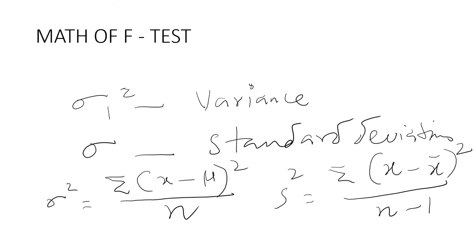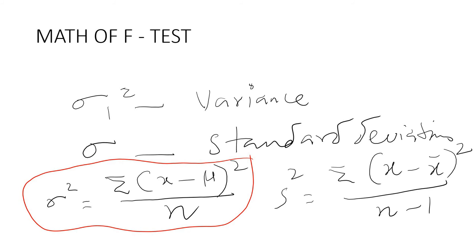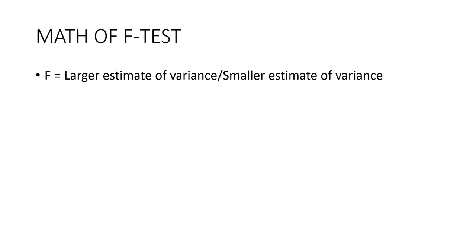Now, the formula for variance, you are familiar with this. For the population, it is the sum of x minus mu, the whole square, divided by n, where n is the number of samples. And this is S square, for the sample: the sum of x minus x bar, the whole square, divided by n minus 1. You can understand the difference between population and sample. We have videos for population and sample in the playlist. This is the simplest equation you can understand.